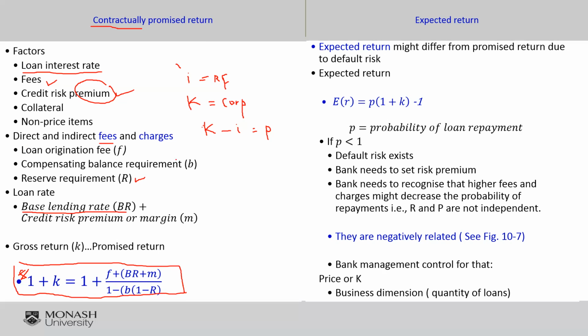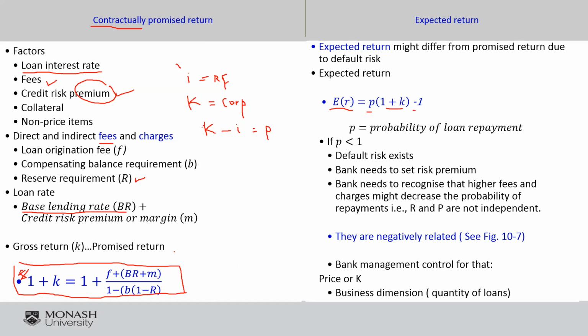The answer is no, because this is what is contractual. What the bank actually receives depends on the probability of payments of those loans. If the probability of all those payments is 95%, the expected return is the probability of payments of all those loans times the principal plus the interest, minus 1, of course, which is the principal. This is the expected rate.